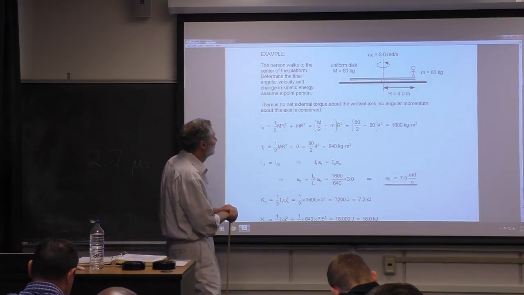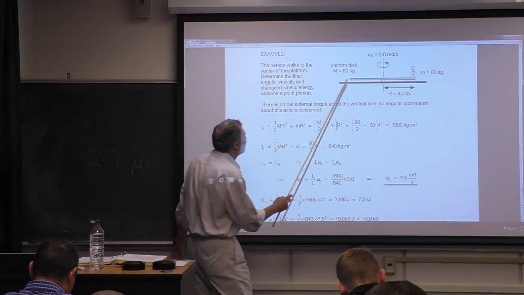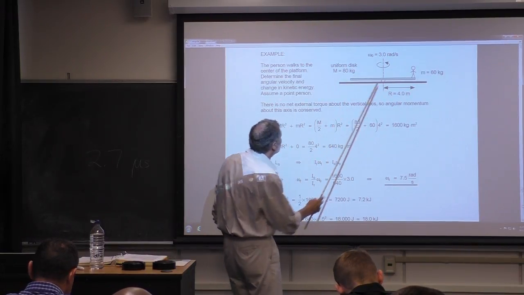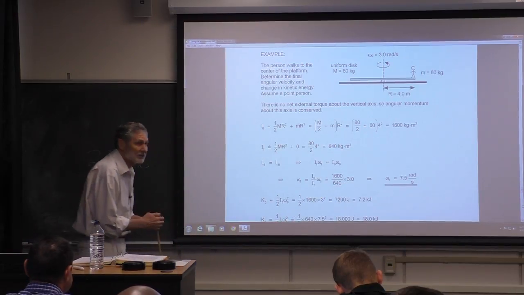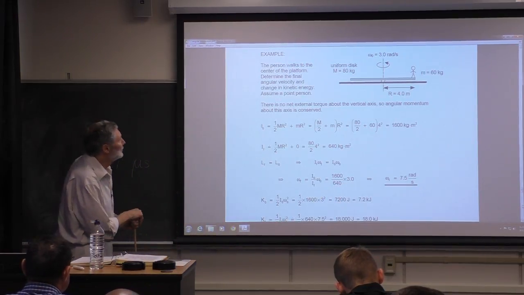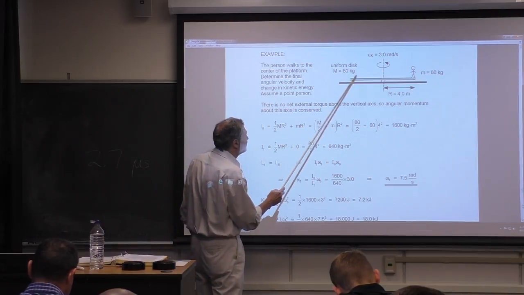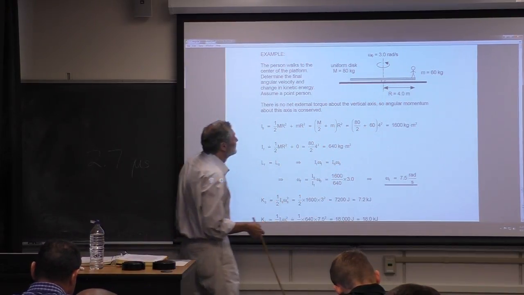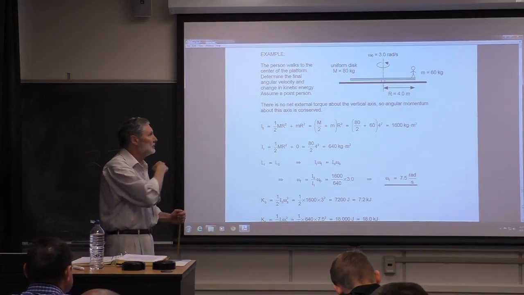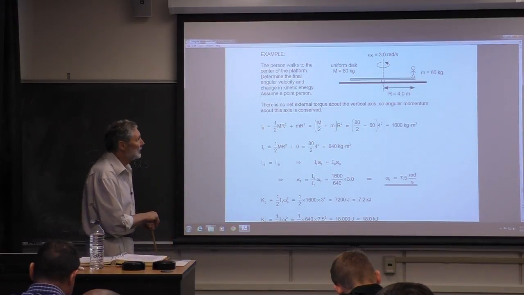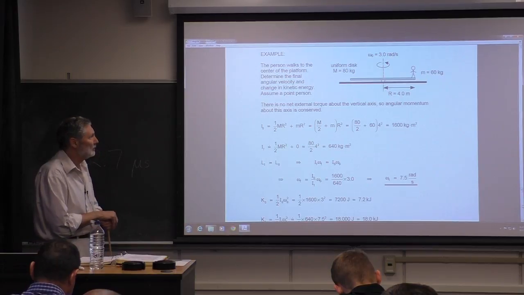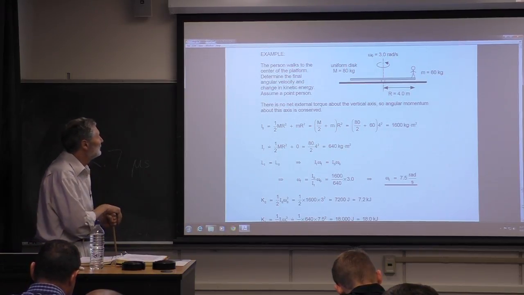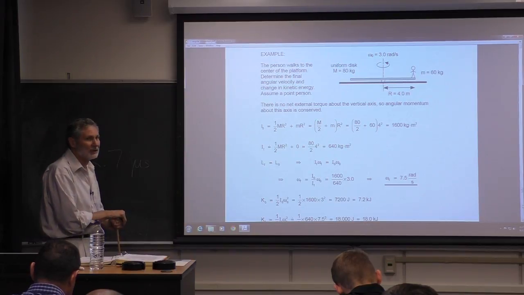Let's do another quantitative problem here. So let's suppose we have this merry-go-round kind of a disk like this. We're going to assume it's a uniform disk. So we know its moment of inertia. It's 1/2 the mass times the square of the radius. And we have this person here who walks. Initially the disk is rotating at 3 radians per second, and this person's standing at the rim, and the person walks to the center. We want to find the final angular velocity and the change in kinetic energy.